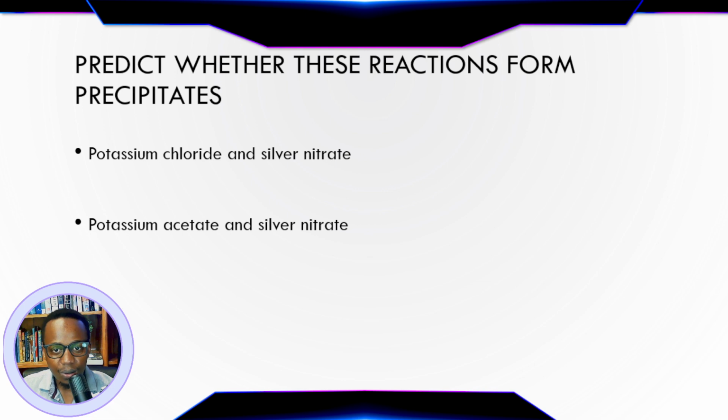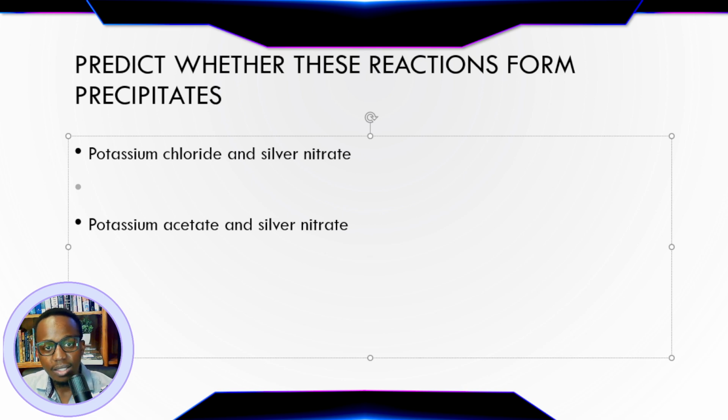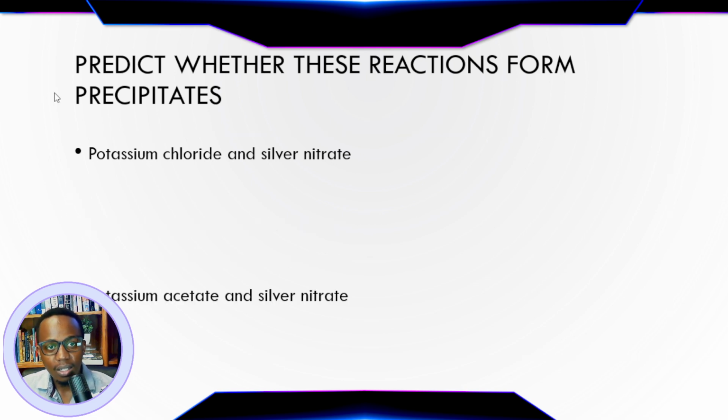Now I can ask you, right? These are a good question. So let's do one of them. I can ask you to predict whether or not we're going to have a precipitate. And guess what? In order to do that, you're gonna have to work it out. So let's start with potassium chloride. And I gave you a name, meaning that you have to figure out the formula.